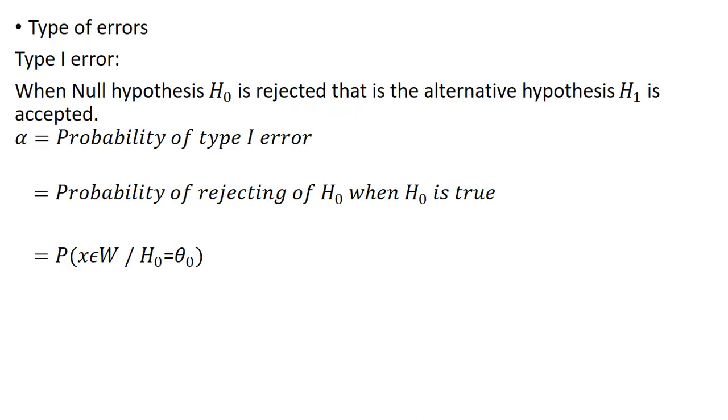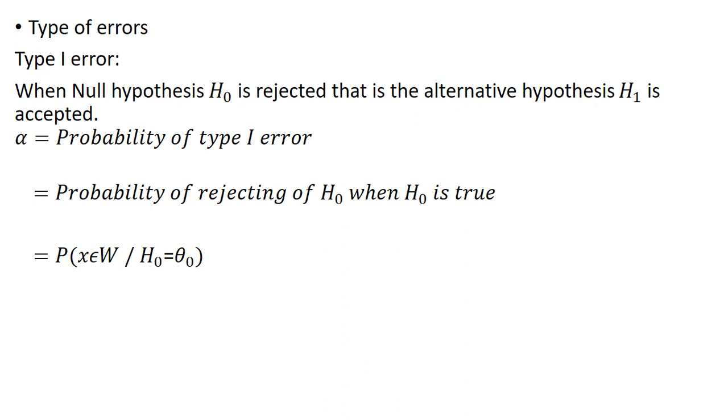Now the next topic: there are two types of error, type 1 error and type 2 error. What is type 1 error? Type 1 error is actually alpha, the significance level. It occurs when null hypothesis H0 is rejected, that is, alternative hypothesis H1 is accepted. Alpha is the probability of type 1 error, which is defined as the probability of rejecting H0 when H0 is true. That means in probability language, probability x belongs to W.